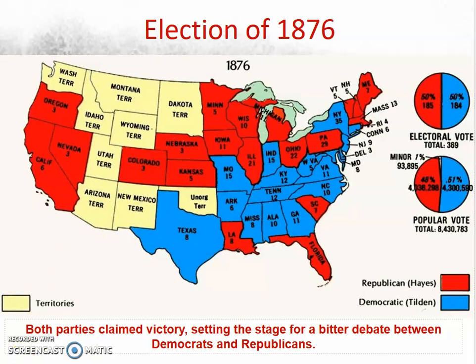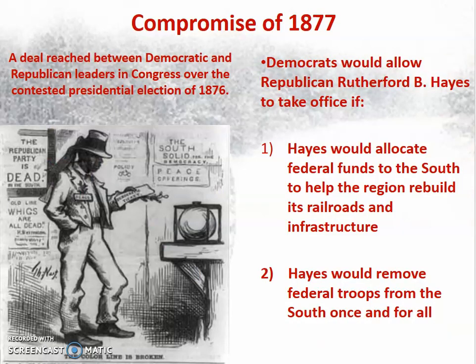The nation was thrown into turmoil for weeks and then months. After voters went to the polls that year, they still didn't know who their president was going to be. There were Democratic threats that they would march on the nation's capital if Hayes, the Republican, was elected to office. We'll end up seeing a compromise worked out behind closed doors to resolve the contested election of 1876. This will become known as the Compromise of 1877.